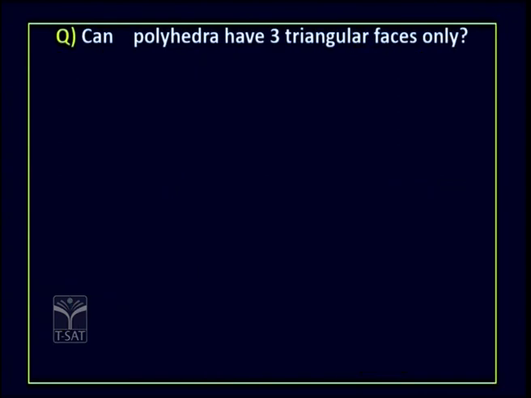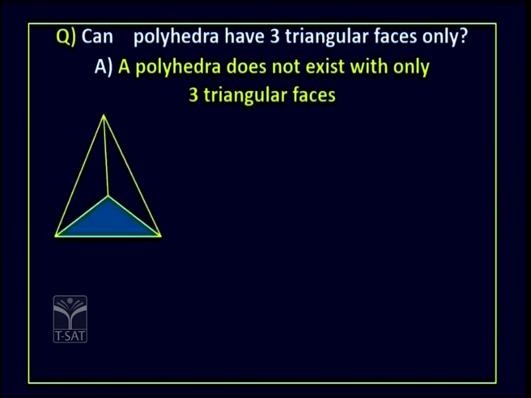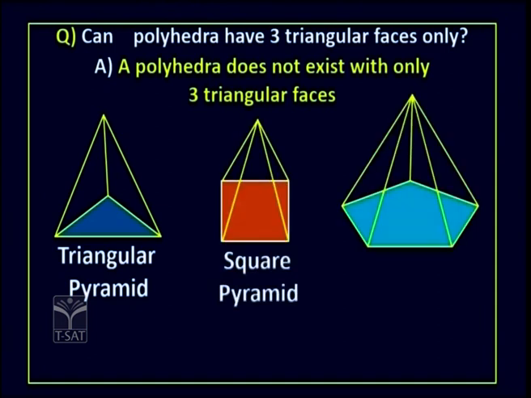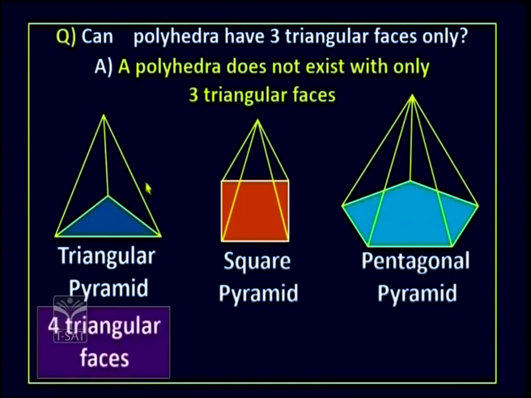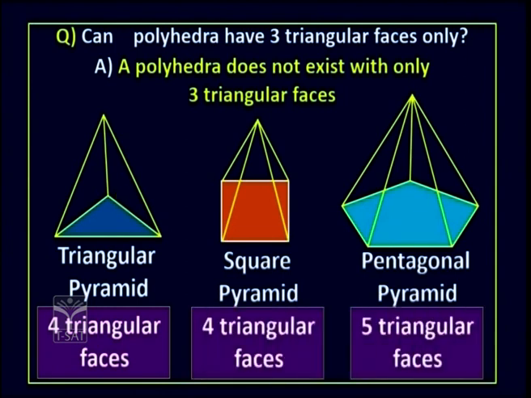Can a polyhedra have 3 triangular faces only? What is the answer, children? A polyhedra does not exist with only 3 triangular faces. Why, children? Let us understand. I am taking first a triangular pyramid, second a square pyramid, third a pentagonal pyramid. See, children, the minimum number of triangular faces needed is 4 for getting a triangular pyramid. For a square pyramid, 4 triangular faces. For a pentagonal pyramid, 5 triangular faces. See, children, a polyhedra cannot form with only 3 triangular faces. Minimum number required is 4.